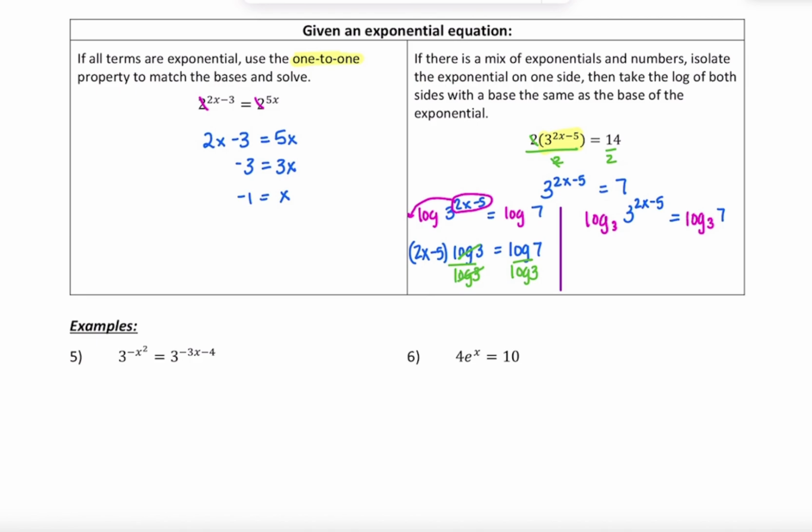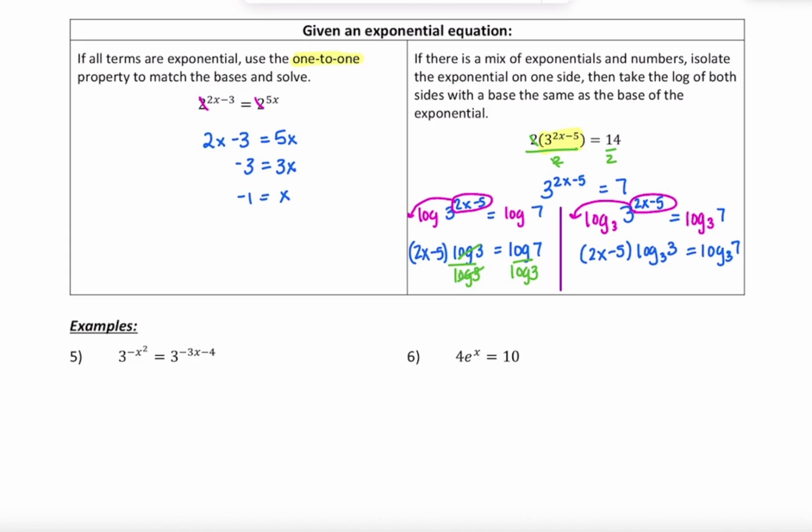Okay, so I'm going to take the log base 3 of both sides so that that base matches with the base of this exponential. And I'm going to apply the same log rule. I'm going to bring the exponent down to the front, and it will become 2x minus 5 times the log base 3 of 3 equals the log base 3 of 7.